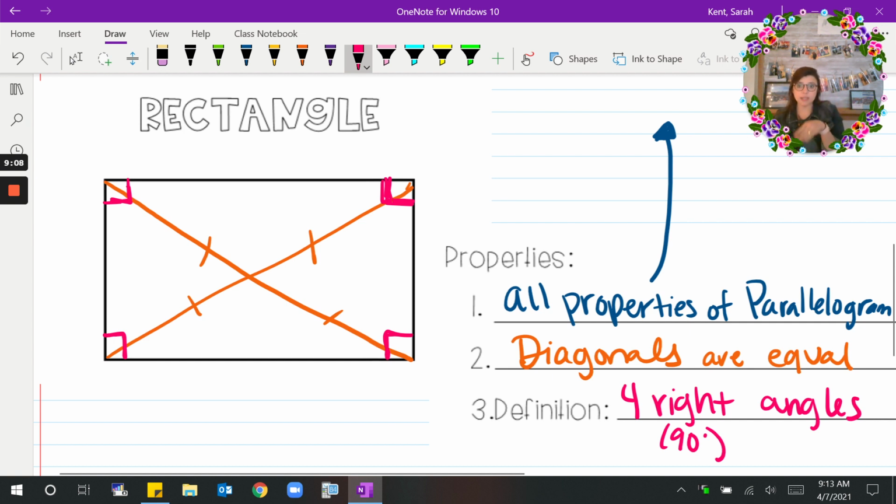So you'll use these properties to answer a few questions about rectangles and parallelograms. If you need help on the practice, please let me know, because it's taking these and then putting numbers with it. Anyway, if you have questions, ask me. All right? Good luck.